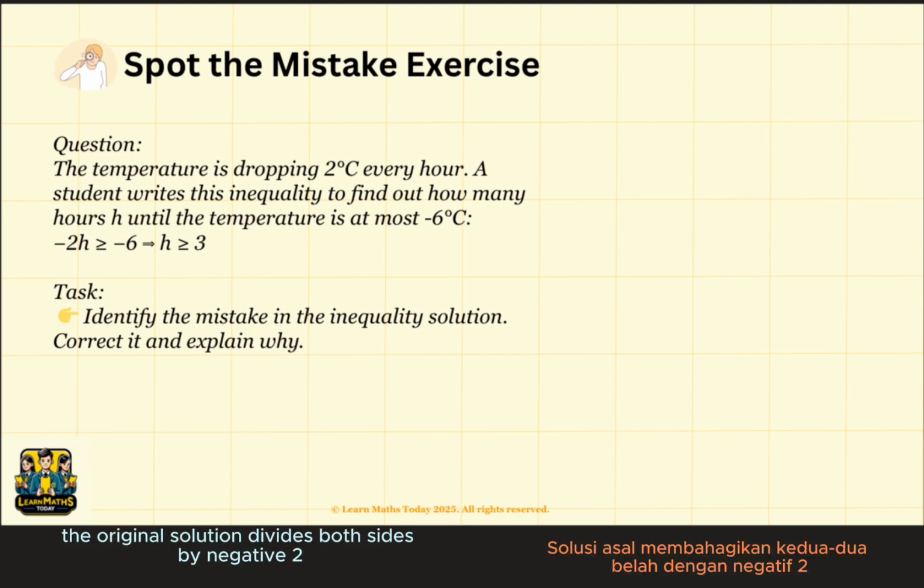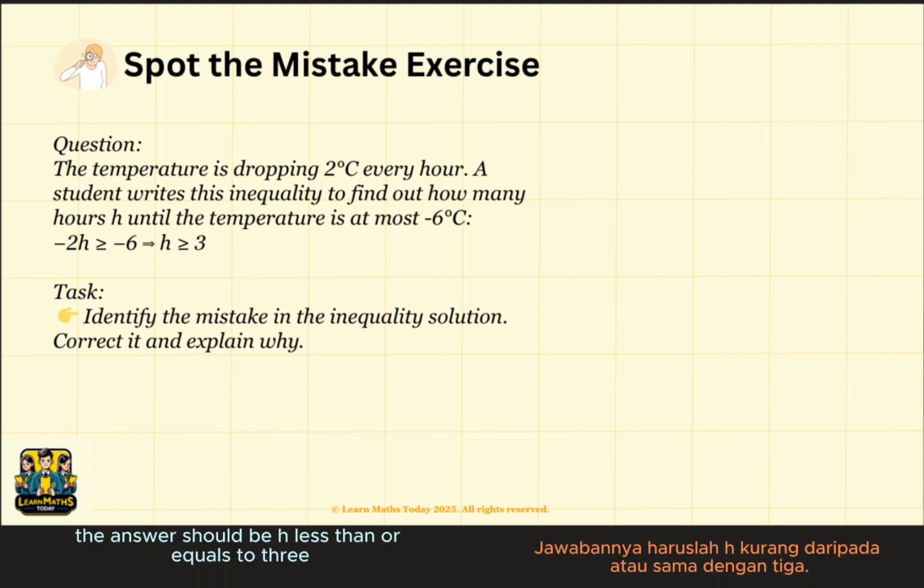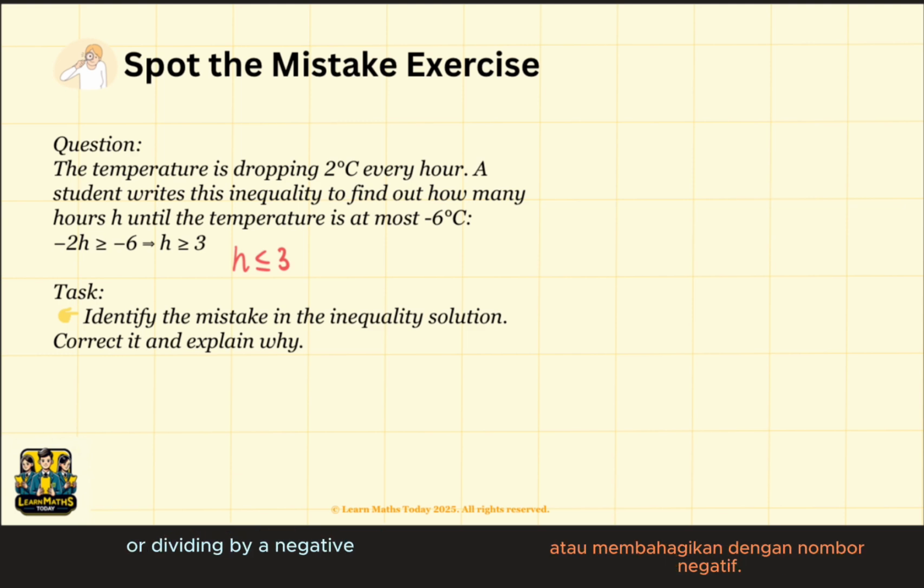The original solution divides both sides by -2, but didn't flip the sign after dividing. Hence, the answer should be h less than or equal to 3. Always remember to flip the sign when multiplying or dividing by a negative.